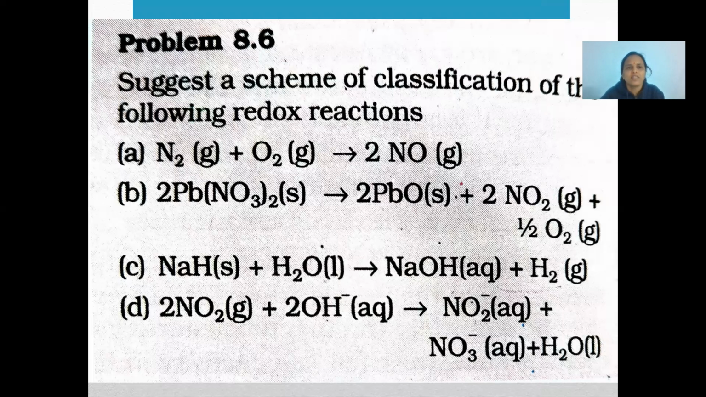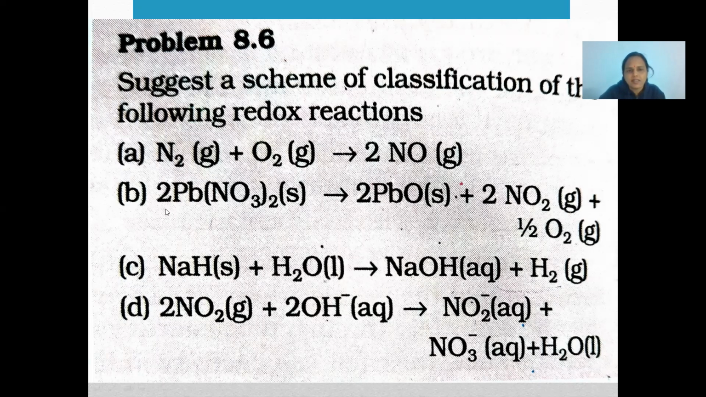Let's see this next problem, and the question is, suggest a scheme of classification of the following redox reactions. The first one, as you can see, nitrogen combines with oxygen: N2 plus O2 gives 2NO. This nitrogen is combining with oxygen to form nitric oxide. So naturally, this is a case of combination redox reaction.